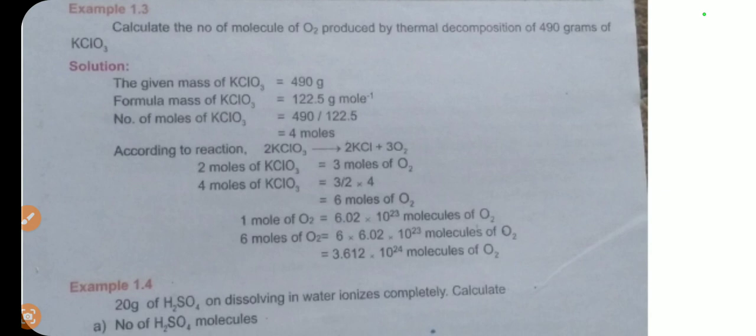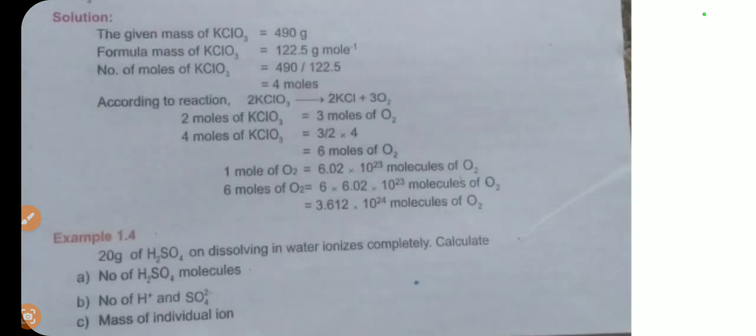1 mole of oxygen contains the Avogadro number of molecules, so 6 moles of oxygen contain 6 multiplied by the Avogadro number of molecules. So if we multiply 6 by the Avogadro number, we get the number of molecules of oxygen. Now the next example is also like that.